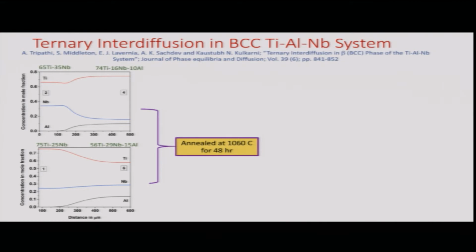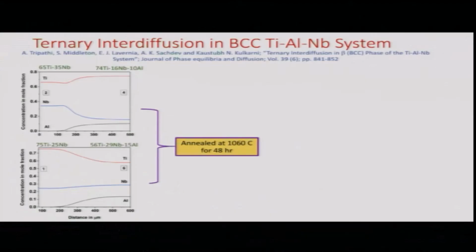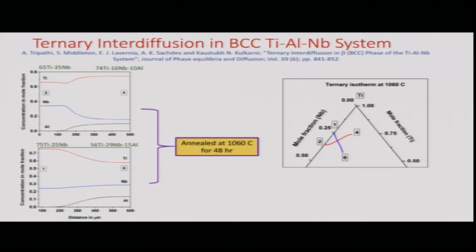Now these two are the couples with intersecting diffusion paths. So if we plot the diffusion paths of these two ternary couples on the ternary isotherm, it will be like this, shown here. So the blue path is for couple 1 6, the red path is for couple 2 4, and we can see they intersect at one composition, and the composition corresponding to the crossover point is 69 titanium 26 niobium 5 aluminum. Again, all the concentrations are in atom percent.